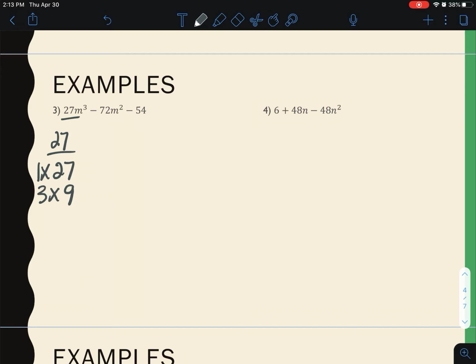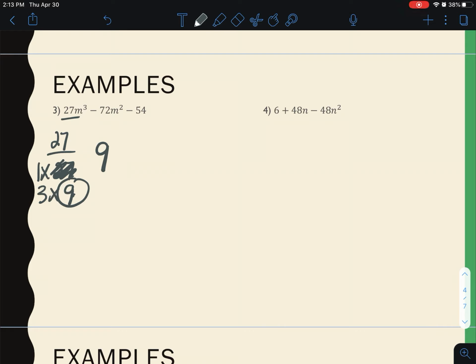I know that 27 is not a factor of 72 because I can't divide it evenly. So I know 27 is not going to work. 9 times 8 is 72, so 9 works for this one. And 9 times 6 is 54, so 9 is going to be my greatest common factor.